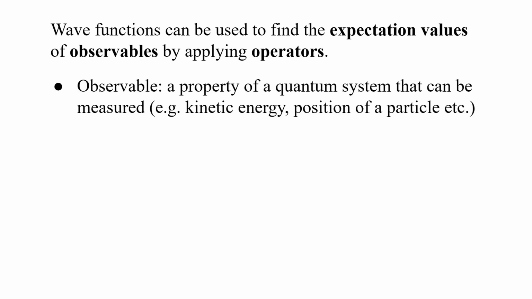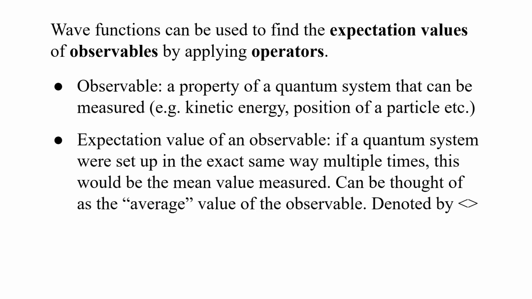So an observable is just a property of a quantum system that can be measured. So if you think back to classical physics, classical mechanics, that could be position, momentum, kinetic energy, speed or velocity, or whatever you want. Any actual observable property. So we're not even getting into the whole quantum mysticism here. This is just a typical property that you're going to observe.